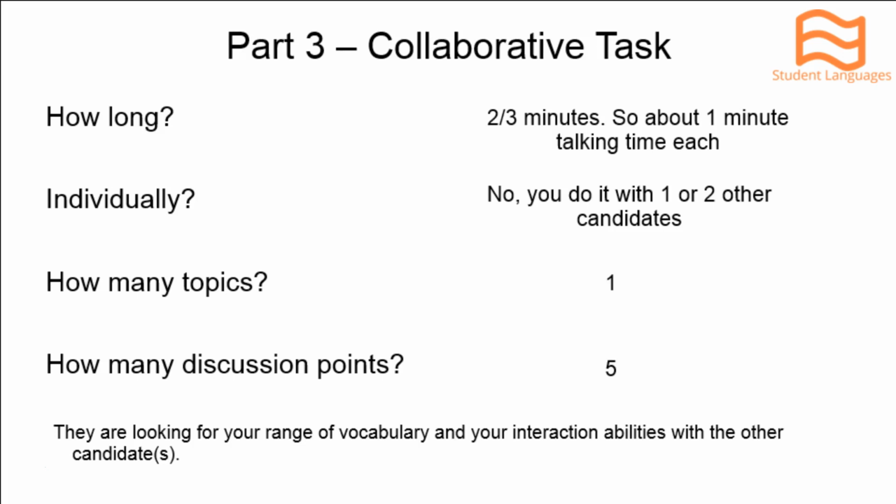Okay, so it's how well you can have a discussion with your other candidate and how much language you can show overall, which is why it's a good thing to try and relax and to try and speak as much as you can in this part of the exam, in this paper in general, part 1, part 2, part 3 and part 4.